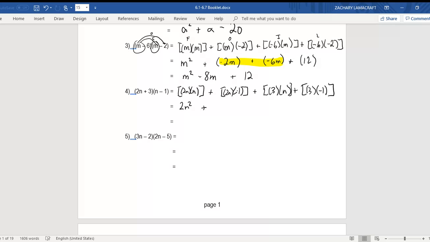Can you help me with the next one? 2n times negative 1? 2n times negative 1 would be negative 2n, yep. And then our next one, 3 times n would be? You got it. And then the last one, 3 times negative 1? You got it. Awesome. So if we put this all together, 2n squared, we have negative 2n and positive 3n. We just have positive n and then minus 3. Thanks, Jay.